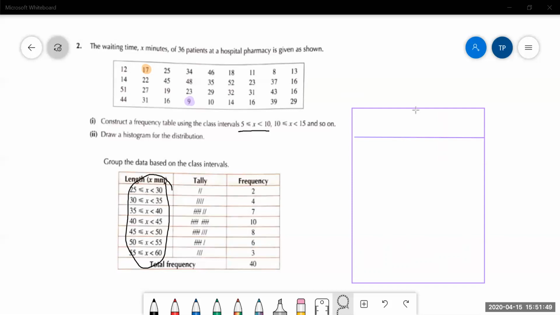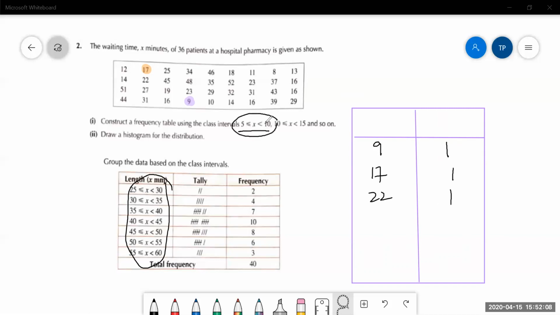Yeah, then you have too many. Then it will be pointless to have, like, 9 is only 1, 17, 1, 22, 1. Then what's the point? Our whole point is to understand the frequency table. That's why now they have this kind of class intervals.